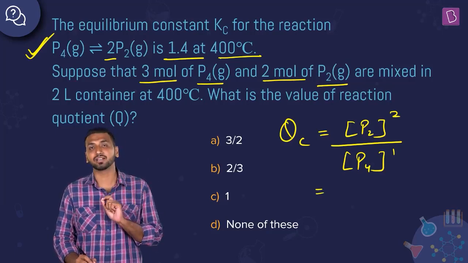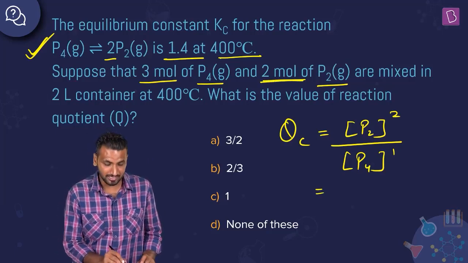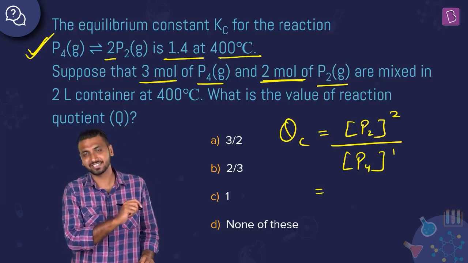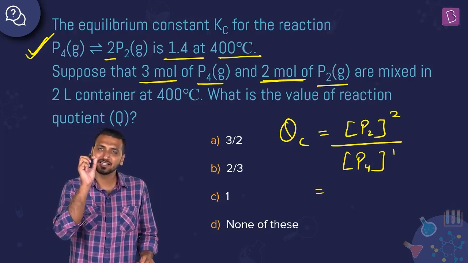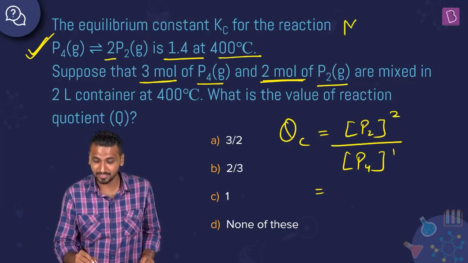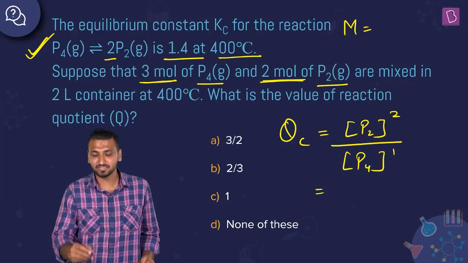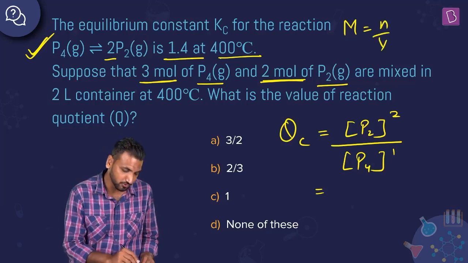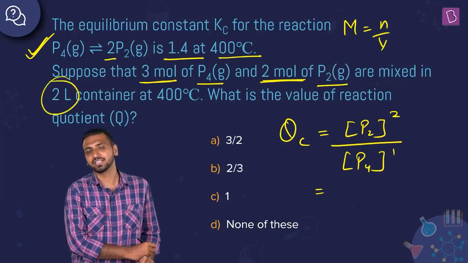One important part. This 2 mole and 3 mole is not concentration. It is the moles, right? It is the amount. The concentration, the molarity, formula for molarity is moles by volume. So if you forget this 2 liter, you'll get the wrong answer.